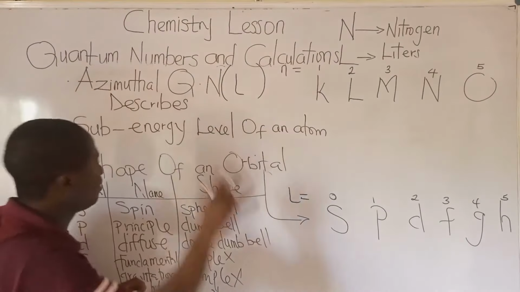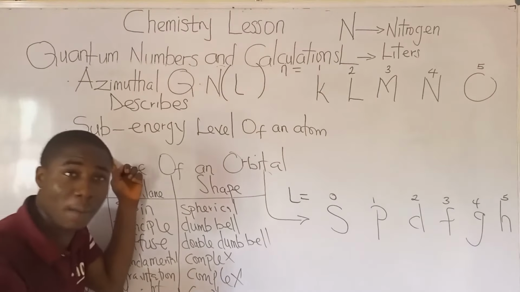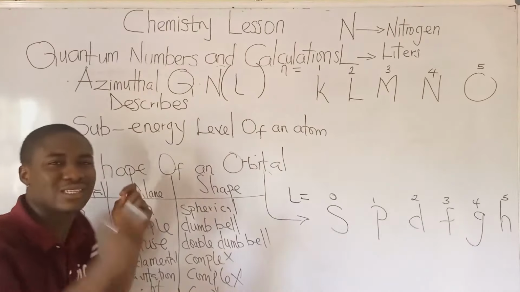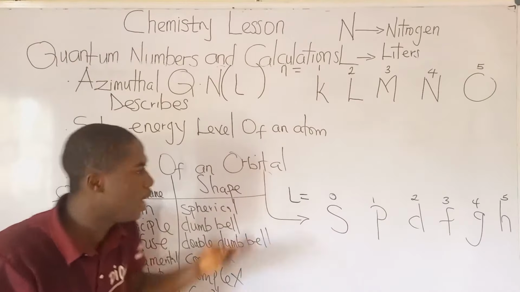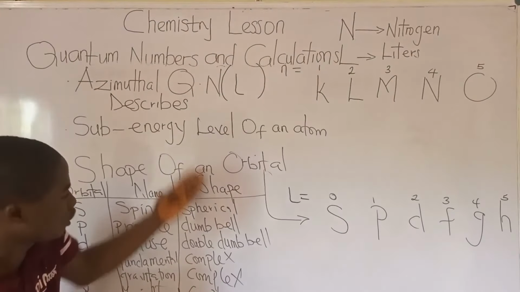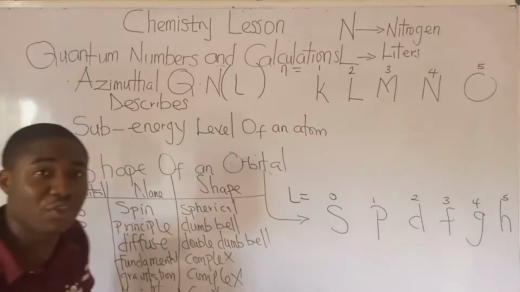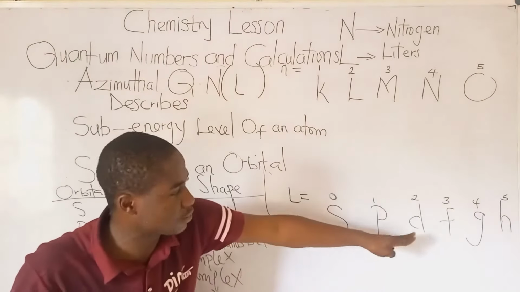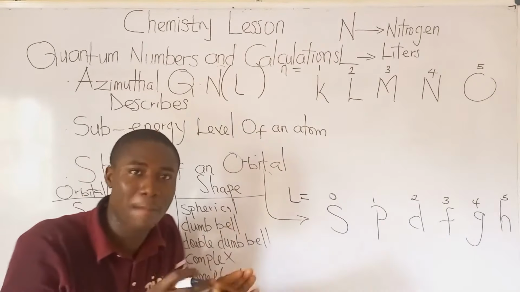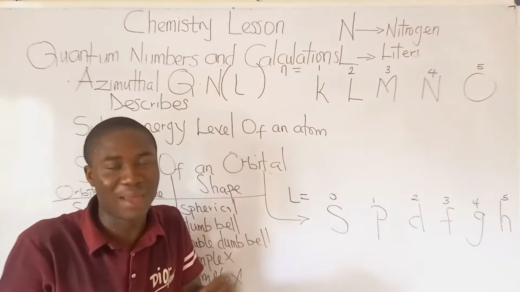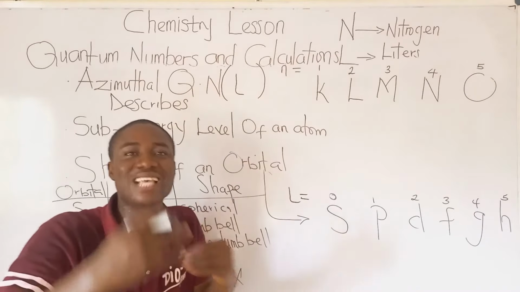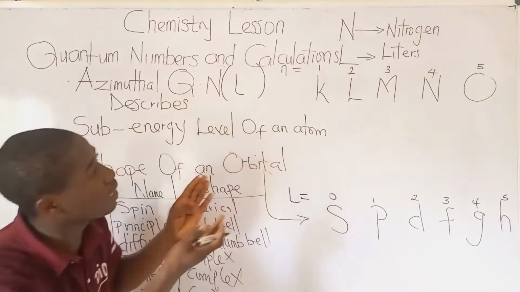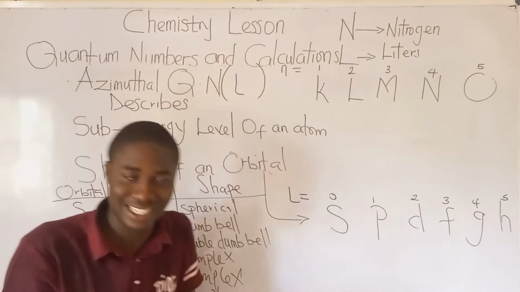Remember, we said that the azimuthal quantum number describes the sub-energy level of an atom and also describes the shape of an orbital. And you can see all the orbitals here, their shapes and also the names of these orbitals, and the values and the numbers that are allocated to them. So with all this said, let's quickly progress to other aspects under this topic.